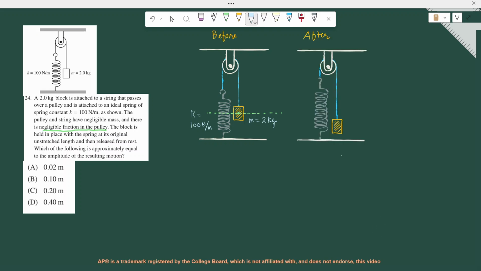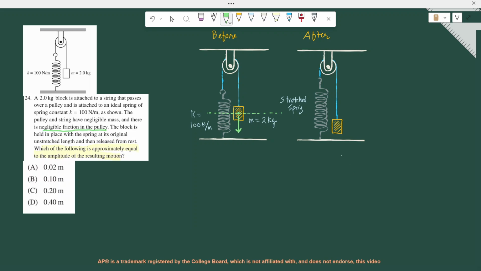So here, students, you see that this is now a stretched spring. What will be the amplitude according to the question? They ask which of the following is approximately equal to the amplitude of the resulting motion. We have to find it. So let us now understand how the forces behave.